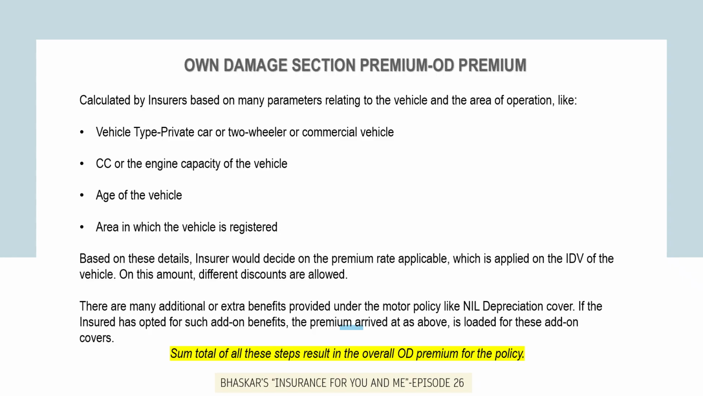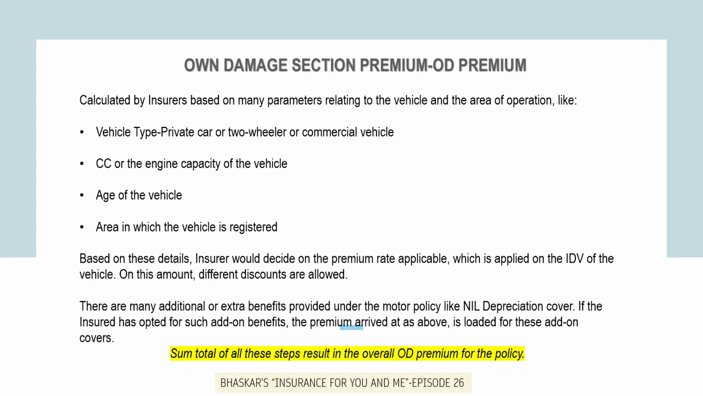In respect of own damage premium, it is calculated by insurers based on many parameters relating to the vehicle and the area of operation of the vehicle. The important parameters are vehicle type, whether it's a private car, two-wheeler or commercial vehicle, CC or the engine capacity of the vehicle, age of the vehicle, and the area in which the vehicle is registered. Based on these details, the insurer would decide on the premium rate applicable, which is applied on the IDV of the vehicle. On this amount, different discounts are also allowed.